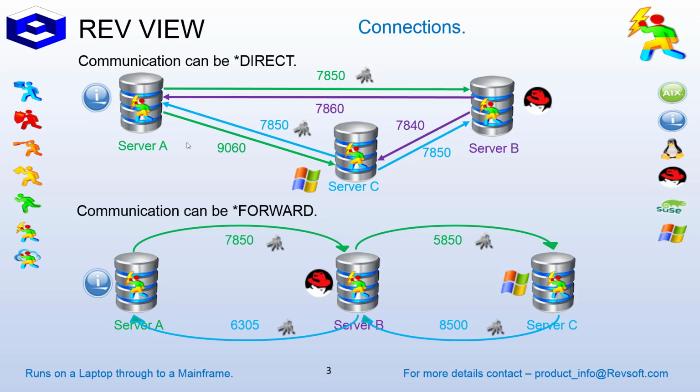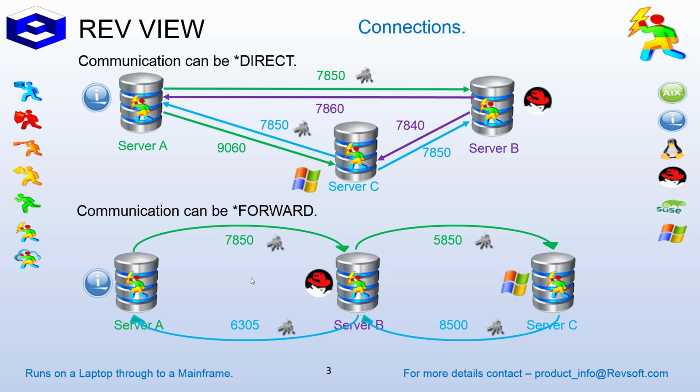In the top example, we have 3 servers communicating in a direct server-to-server way. As you can see, different ports can be defined and used for incoming and outgoing communications. You can also define if you would like the data to be sent in encrypted format, which can be defined per communication.